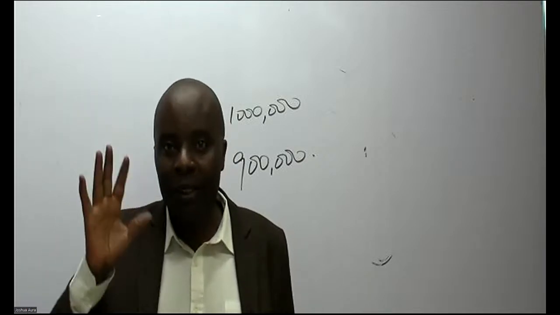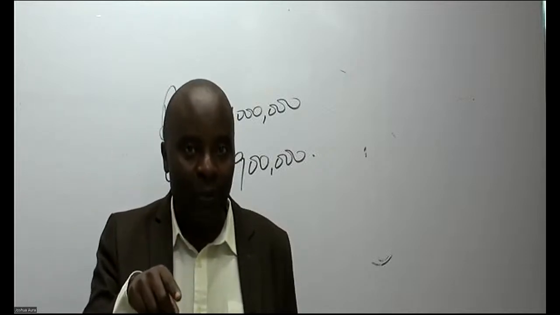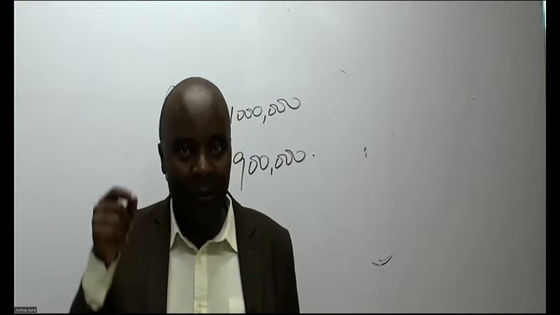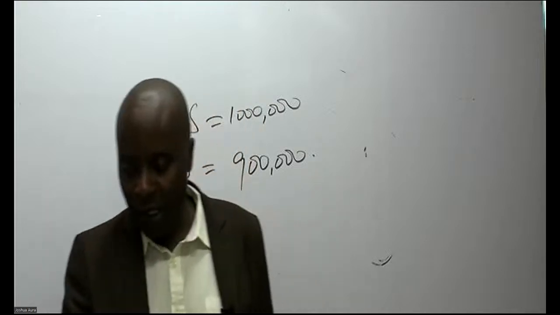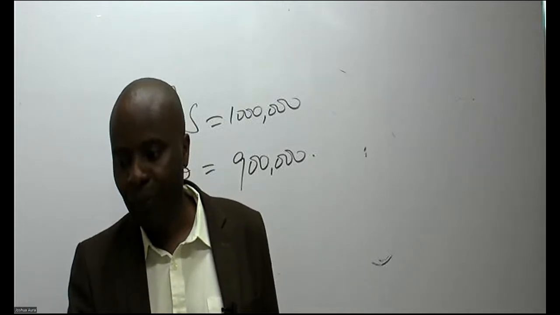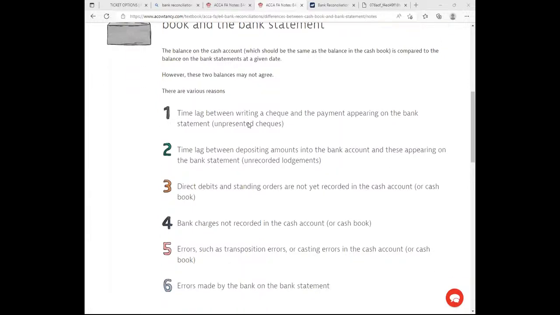Before I get a bank statement, I will not be able to know whether those expenses have been paid by my bank. Perhaps I had a standing order. Now listen to me very well, ladies and gentlemen. What we are told here is very important. The balance on the cash account, which should be the same as the balance in the cash book, is compared to the balance on the bank statement at a given date. However, these two balances may not agree, and there are various reasons.